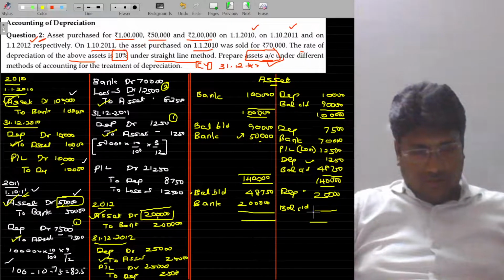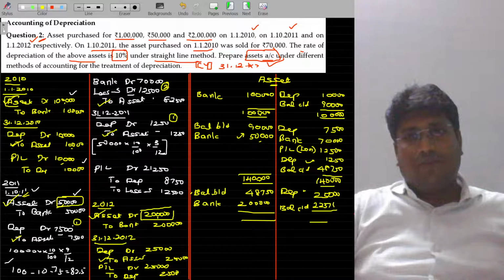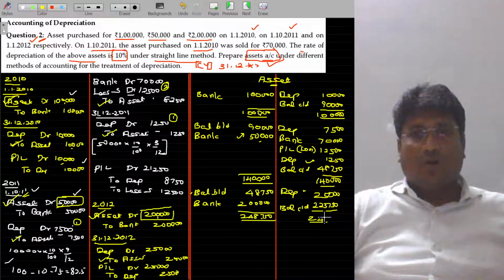Final balance here being 2,23,750. Am I right? 2,23,750. 2,48,750 being the total of both the sides. And balance carried on becomes balance brought on for the next year, being 2,23,750. Okay.